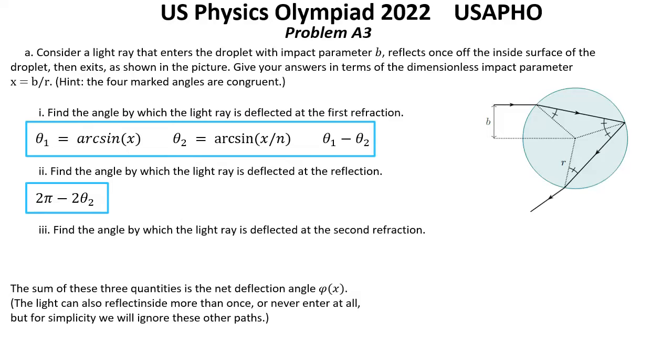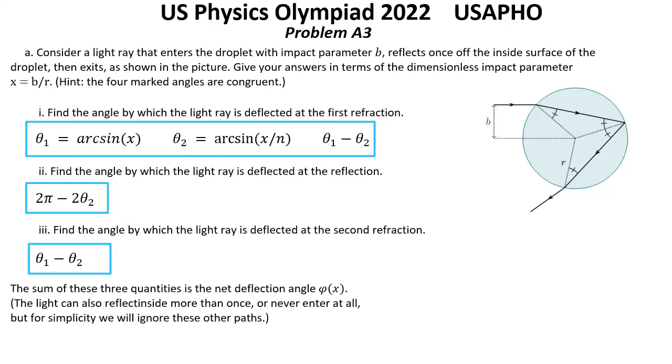Third, find the angle by which the light ray is deflected at the second refraction. Solution. At this point the angle to the normal is still θ2 and by Snell's law it reverts to θ1 outside the droplet. This causes a deflection of θ1 minus θ2, with the same sign, clockwise, as in part I.